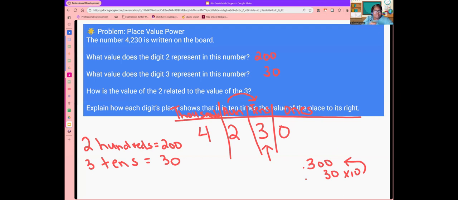Now that we have seen this visually, this will help us to figure out the value of any digit in a number, how that digit is related to another, and how much additional multiplication is needed to get from one place value to the next. I hope this was helpful to you, and if you have any other questions, please feel free to let me know.